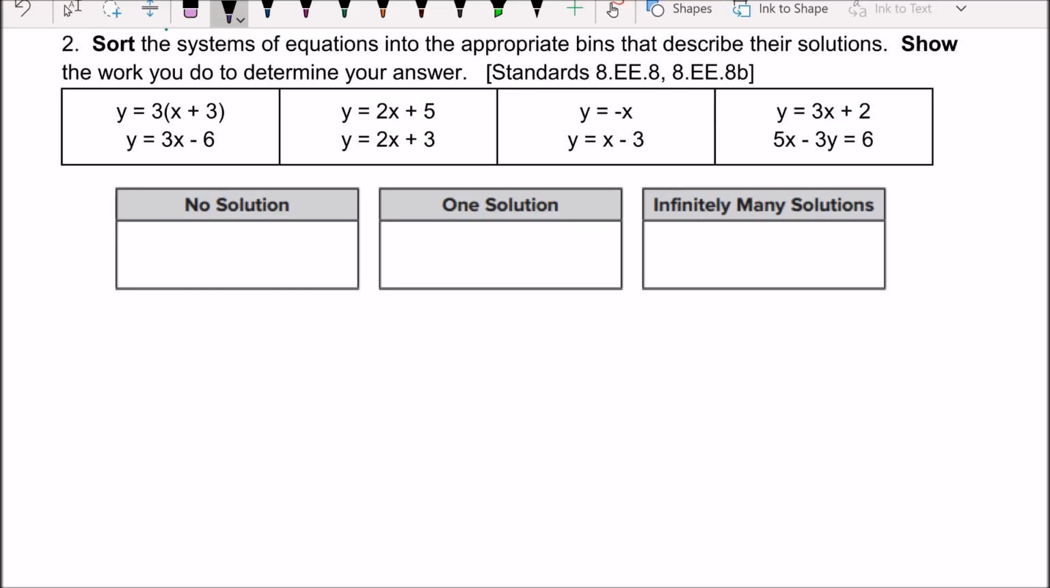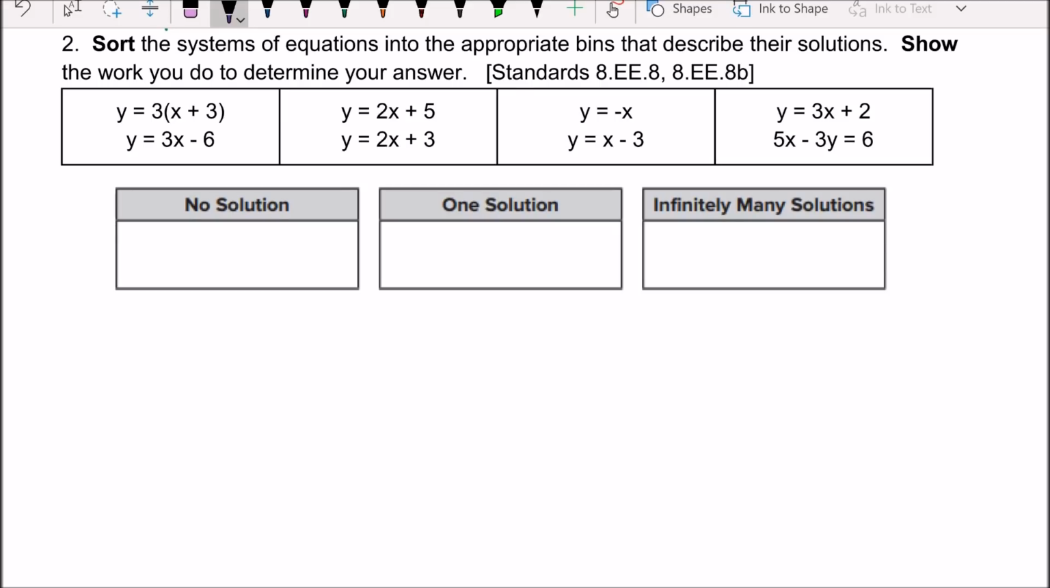You get a point for the solution. You get a point for your work. And then, based on the answer, you're going to put each problem into the correct box. It can be no solution, one solution, or infinitely many solutions.